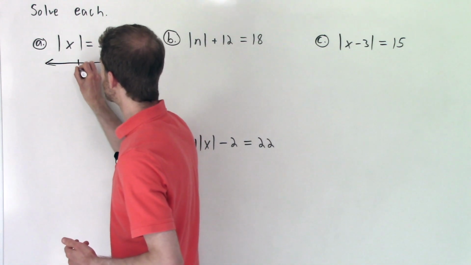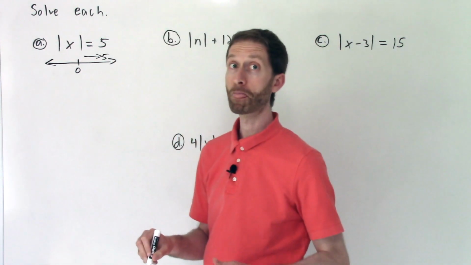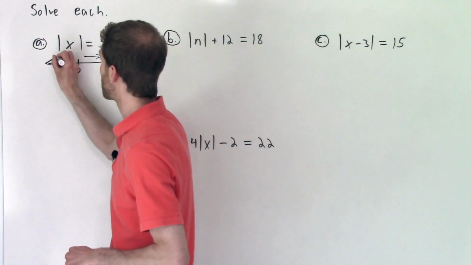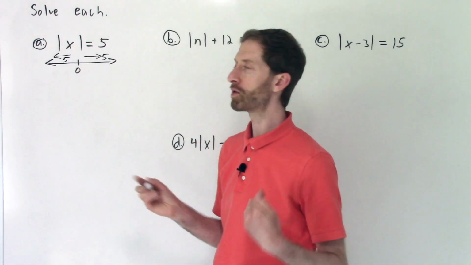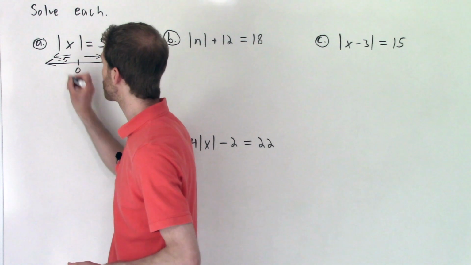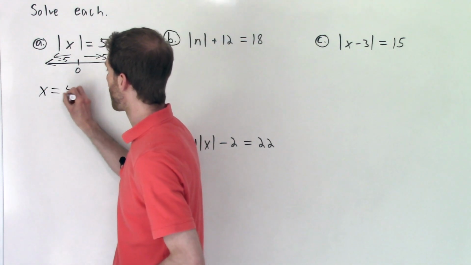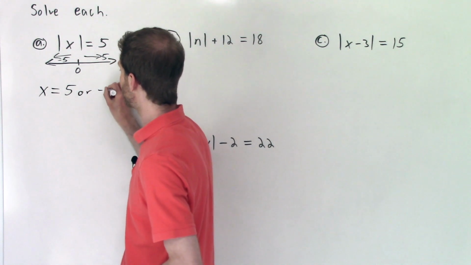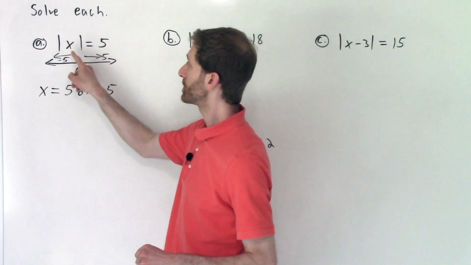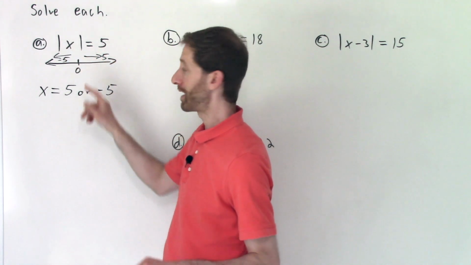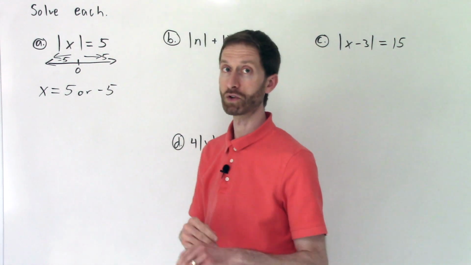Well, if x is a distance of 5 from 0, it could be 5 this way, but it could also be 5 to the left, right? So it could be 5 either way. So if it's a distance of 5 in both directions, isn't that to the left 5 or to the right 5? It is. So x is equal to 5 or negative 5. And when you check your answer, if you plug 5 in, the distance that 5 is from 0 is 5. The absolute value of negative 5 is also 5. So we have two solutions.